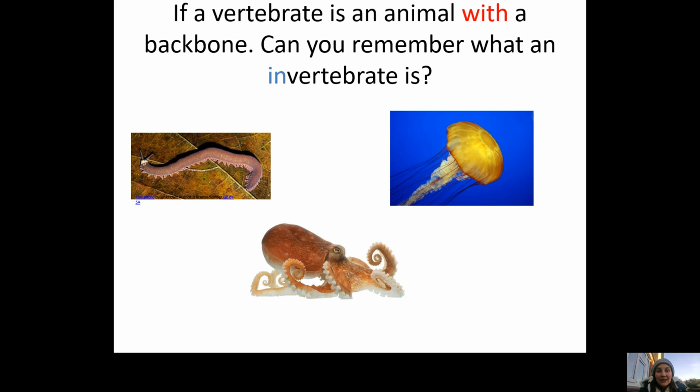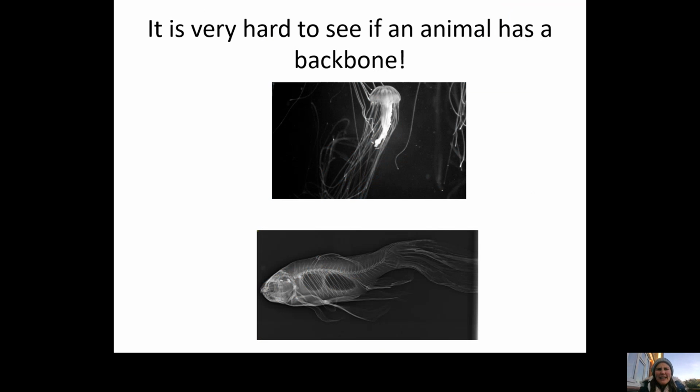Fantastic. So an invertebrate is an animal without a backbone. Well done if you remembered that from last week. Now, how do we know if an animal has got a backbone or not? It is very, very hard to see if an animal's got a backbone unless you take an X-ray like these pictures here, or you've got X-ray vision. Do any of you have X-ray vision? Oh, no. Okay, so we will have to look at a different way of finding out.